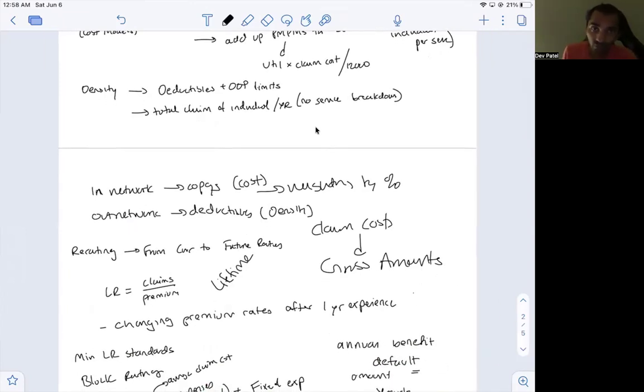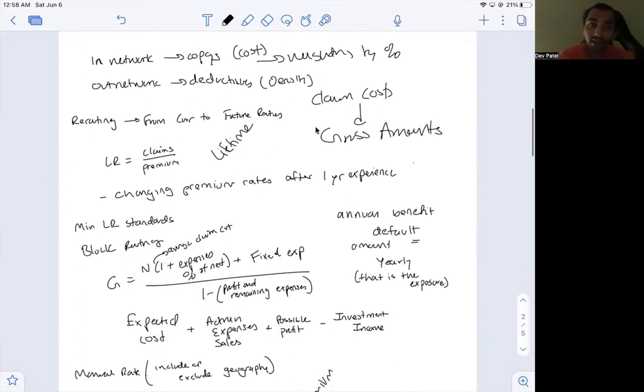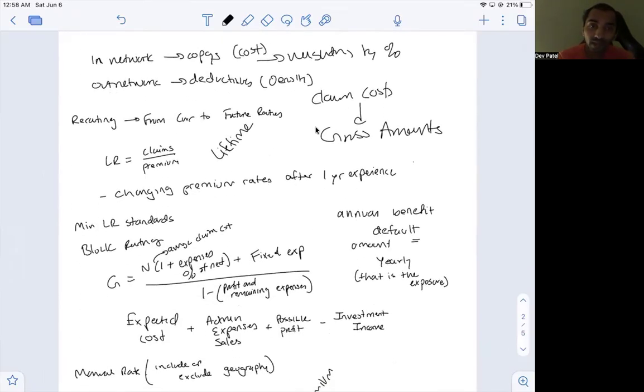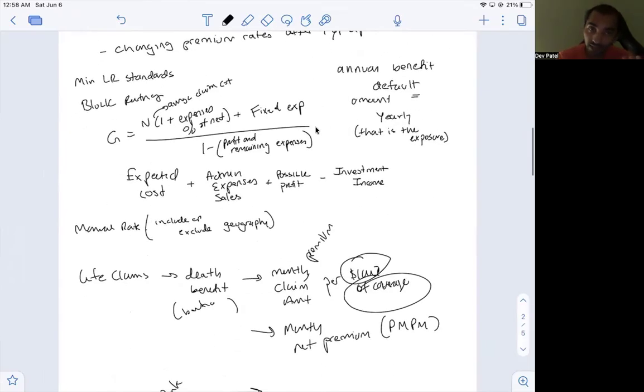Density, again, deductibles, OOP limits, use density if that is the case. Re-rating is going from a current rate to a future rate and adjusting your premiums accordingly, depending on some loss ratio standard. And then gross premium again is net premium, and then you add on your fixed expenses, and then you divide by one minus profit and remaining expenses.